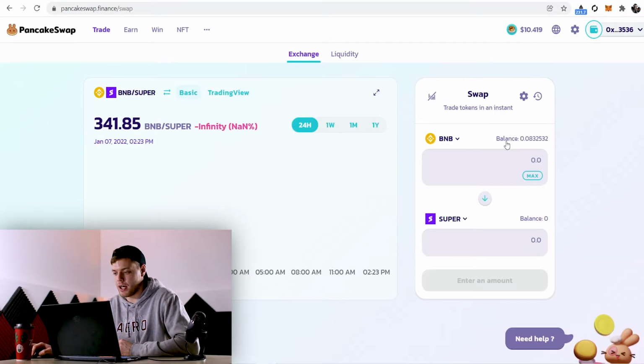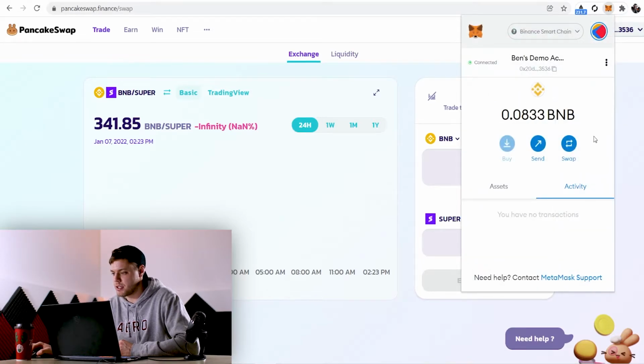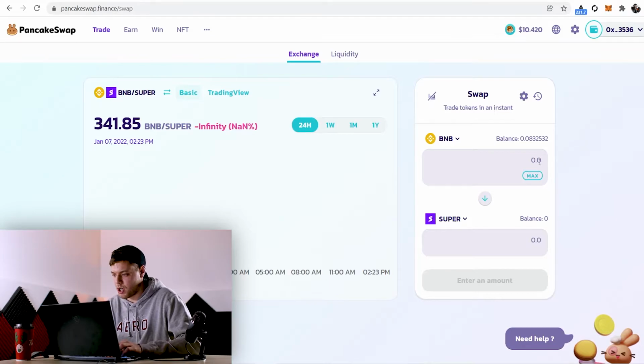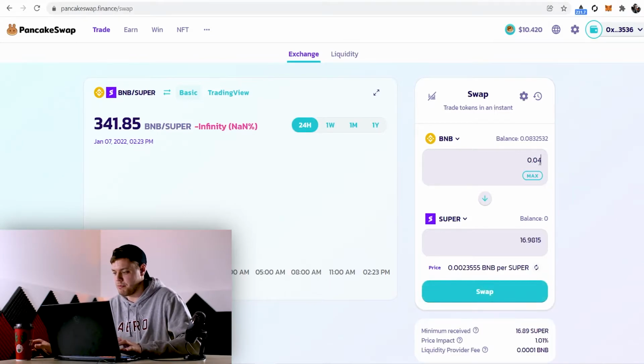So with all that said, let's go ahead and swap our BNB for some Superfarm tokens. You can see here the balance in my wallet is 0.083, which I can confirm by clicking here, 0.083 BNB. And so I'm going to swap 0.04 BNB for 16.9 Superfarm.